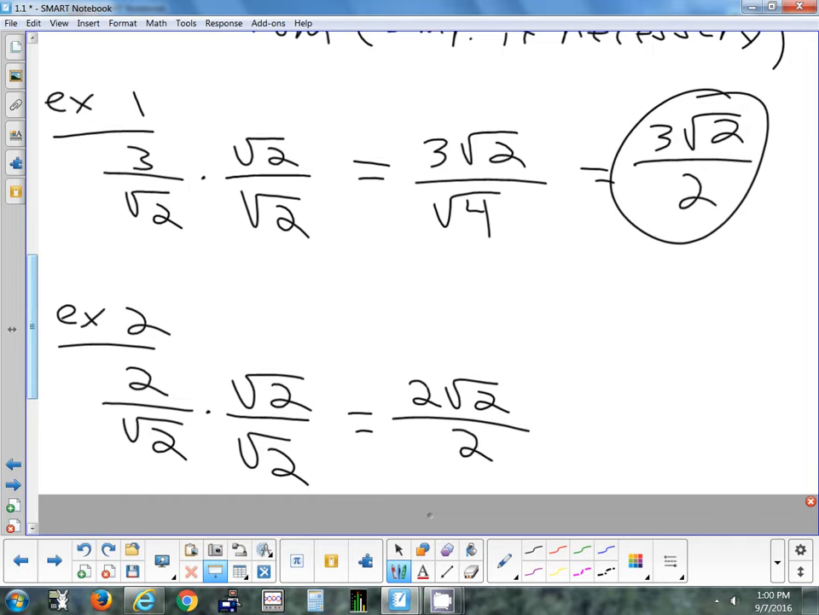And now something a little different is going to happen. It didn't happen last time. The 2's on the outside of the root cancel each other out. And all that I'm left with is square root 2.